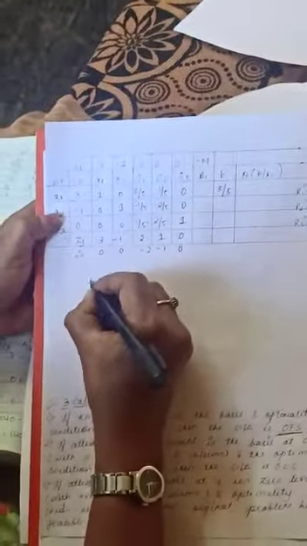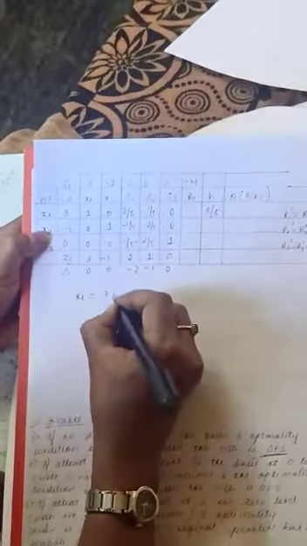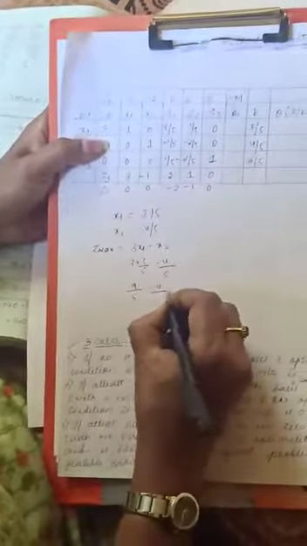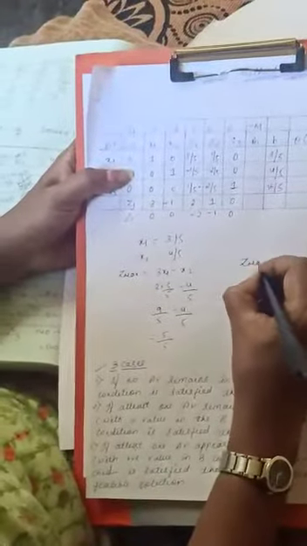Then I note down the corresponding values: x1 is 3 by 5, x2 is 4 by 5, and this is 16 by 5. So I write z max is equal to 3x1 minus x2. So 3 into 3 by 5 minus 4 by 5. 9 by 5 minus 4 by 5 is 5 by 5, which is nothing but z max is equal to 1.